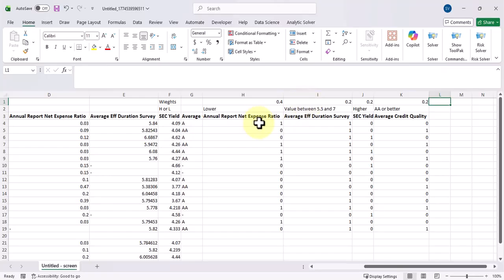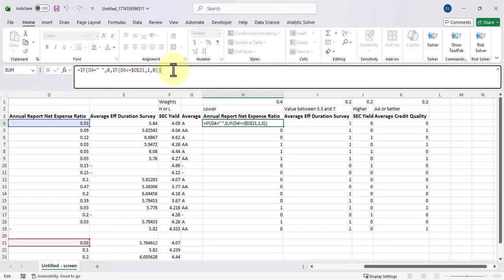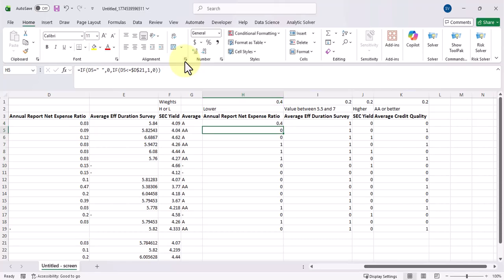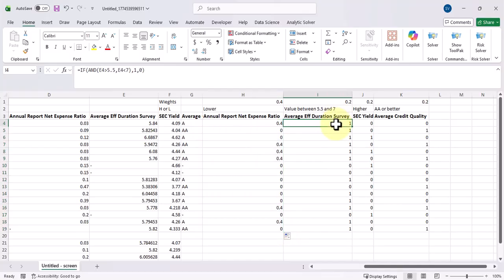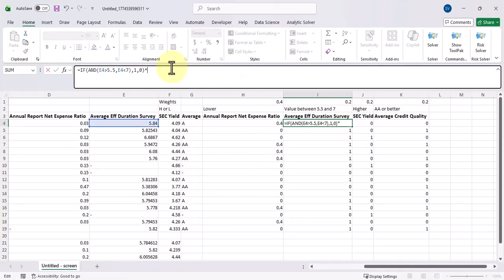And then what I can do is take this formula I have down here, multiply it by my weight, and lock in place that weight. Okay. I'm going to drag that down now. So everywhere there was a 1, that's now going to be a 0.4. And I'm going to do the same thing here. I'm going to multiply that by my weight.